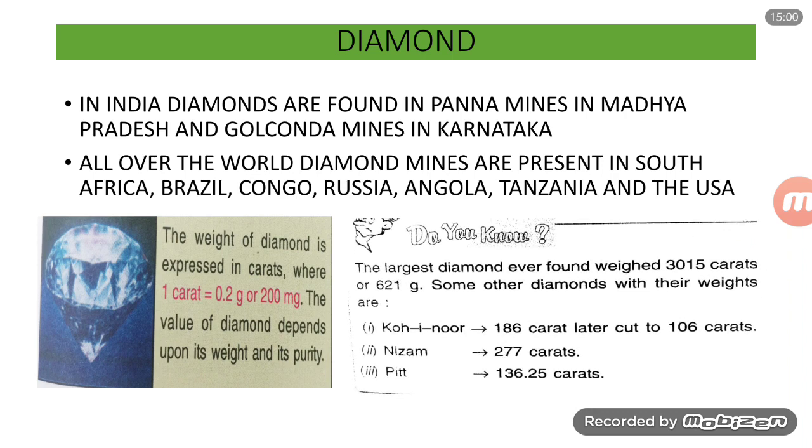Do you know that the largest diamond ever found weighed 3015 carats, that is 621 grams? And some other famous diamonds with their weight are Kohinoor, which you are aware of. It weighed 186 carats, and later it was cut into small pieces, like one of the pieces measured 106 carats. Nizam with 277 carats, and Pitt with 136.25 carats.